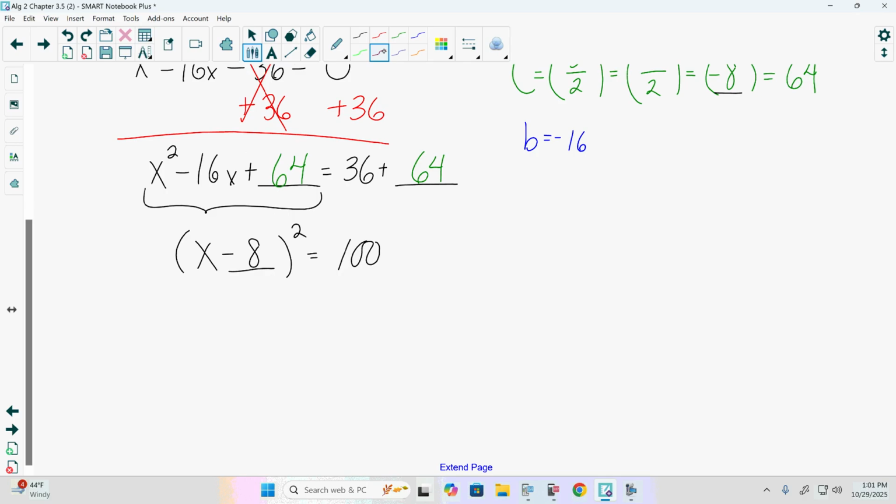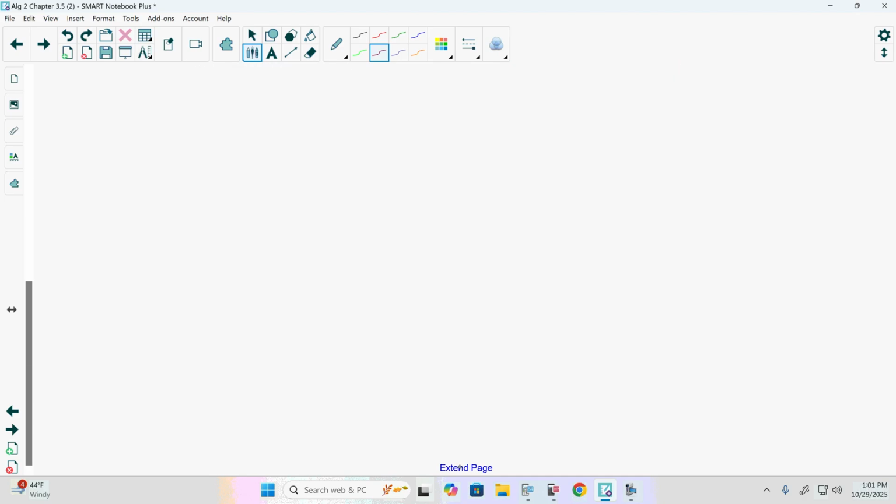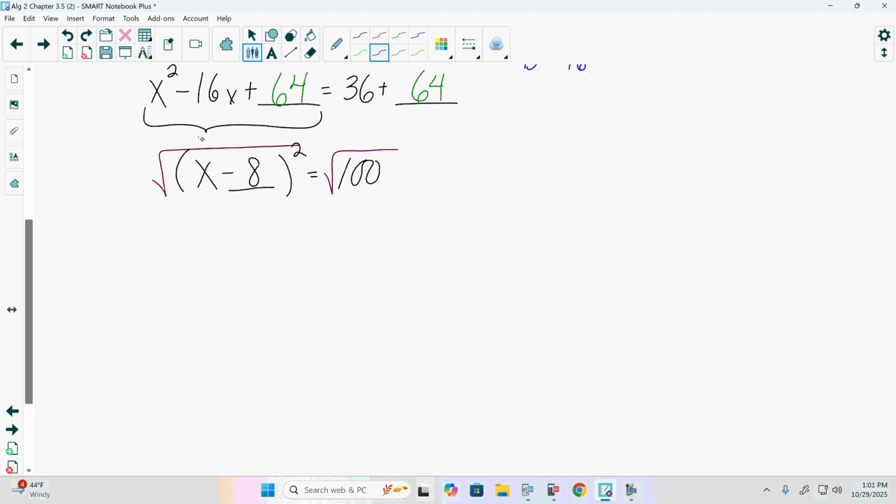So we're really all the way down into step 4. We're halfway done with it. We just need to solve. We're going to take the square root of both sides. And on the left-hand side, the square root and square will cancel, leaving us with x minus 8.